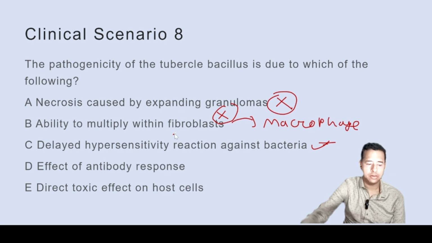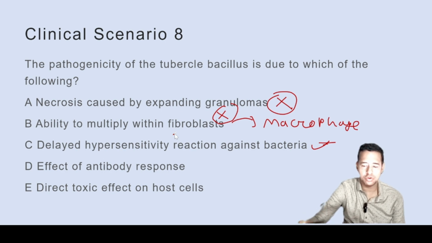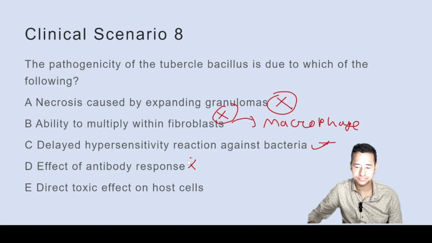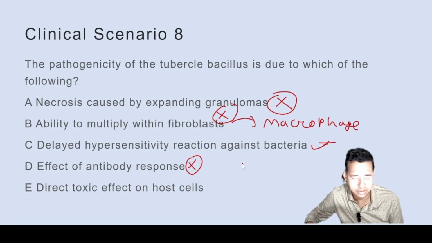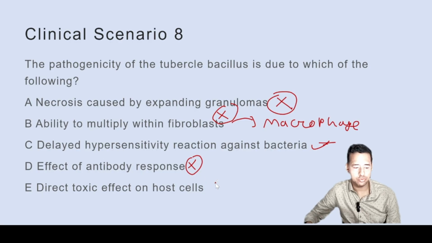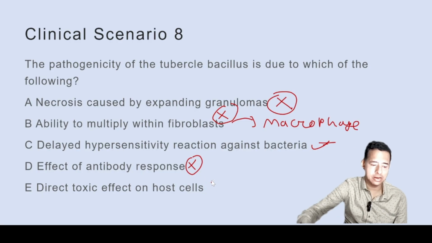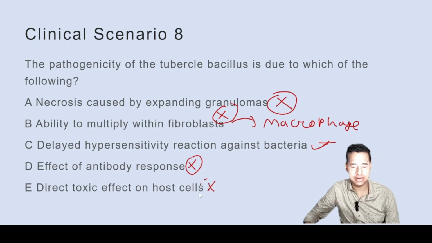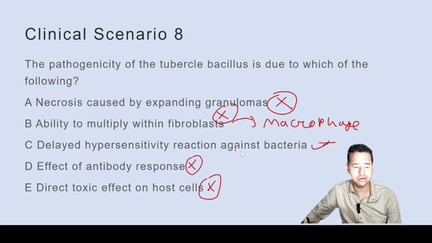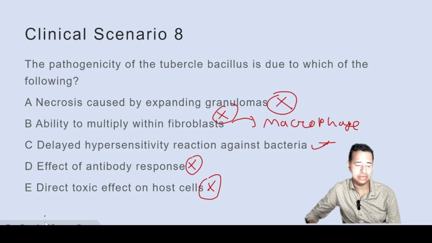Okay. The effect of the antibody response is not a feature here. Cell mediated immunity is dominant, and antibodies play a limited role in TB control. So this is also not the answer. And direct toxic effect on host cells: this is also not the answer, as TB damage is largely immune mediated and no major exotoxin causes pathology. So ultimately, your answer is delayed hypersensitivity reaction against bacteria.